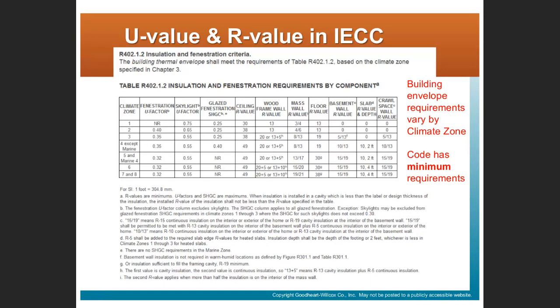So again, I believe I took this out of the IRC, or the International Residential Code. The same thing will also be in the IECC, International Energy Conservation Code. Remember, we talked about the I codes early in the semester. So the IRC and the IECC have this table of insulation and fenestration, right? Fenestration is the fancy way of saying windows and skylights, glazing, right? So those building envelope requirements vary by climate zone.